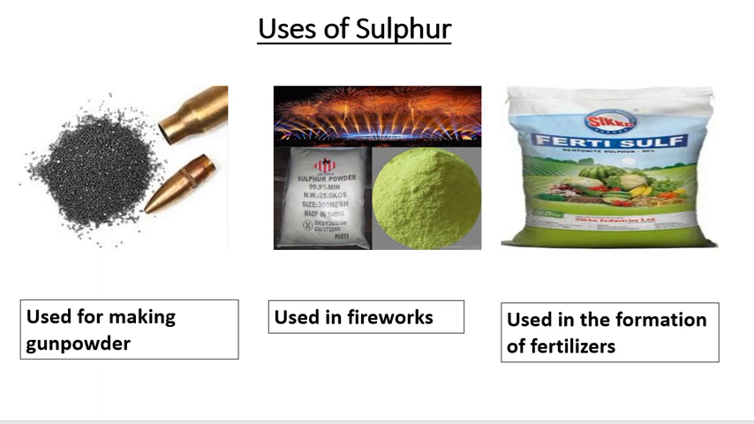Sulfur is used in different materials or things. It is used for making gunpowder. It is used in fireworks. You can see over here there's the powder used in fireworks. It is also a good fertilizer and used to make fertilizers for the crops to grow.